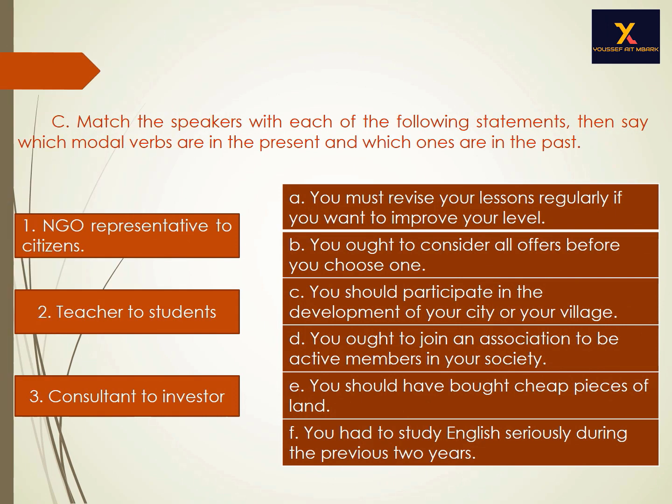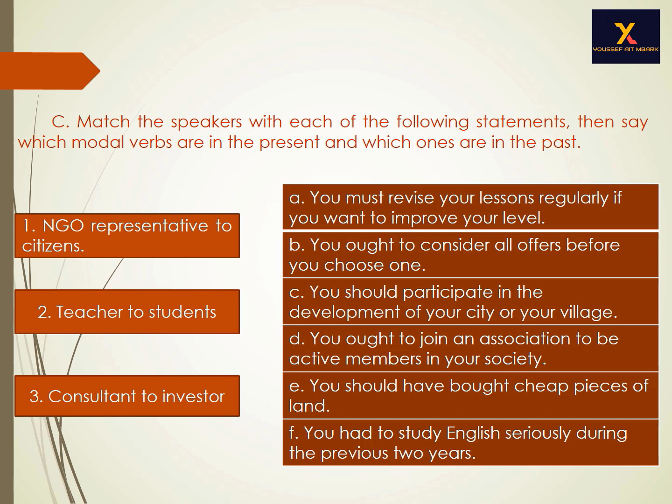Now let's move to exercise C. Match the speakers with each of the following statements. Then say which modal verbs are in the present and which ones are in the past. We have number 1, NGO representative to citizens. Number 2, teacher to students. Number 3, consultant to investor.